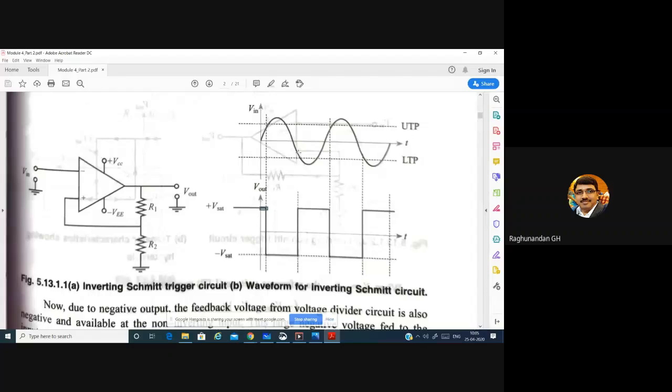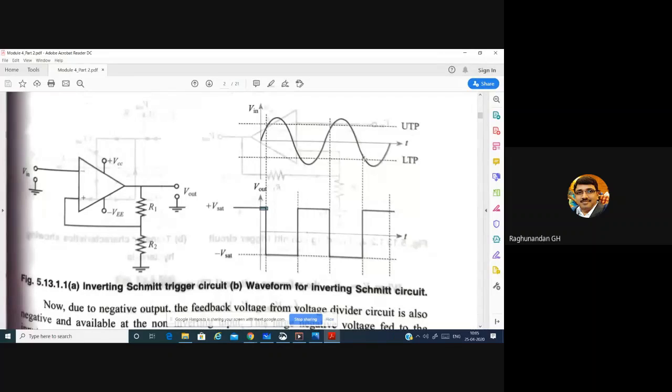Again here, the first time it is crossing, we consider only this point. We will not consider this point. Only that point will be considered for shifting from plus V saturation to minus V saturation. Again, here it is crossing this point. When the input becomes greater, then it goes to negative saturation.